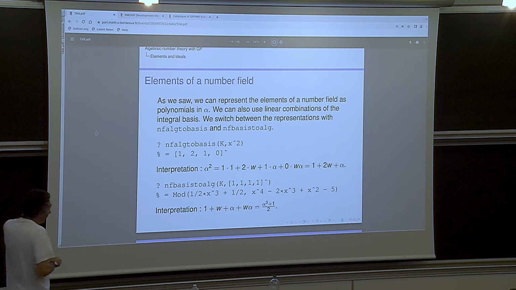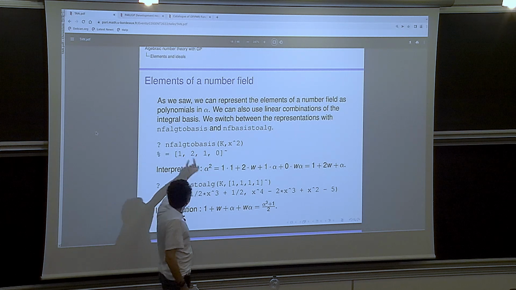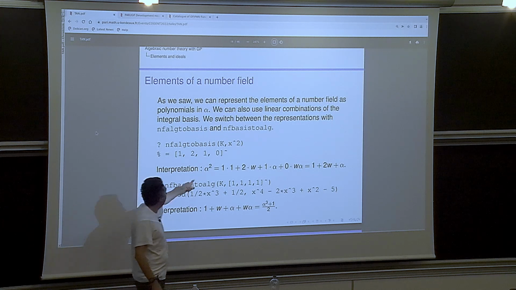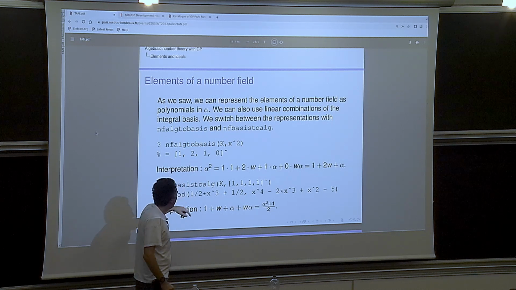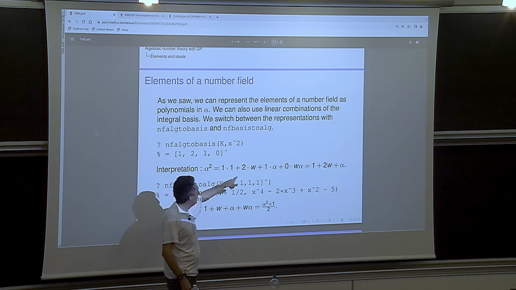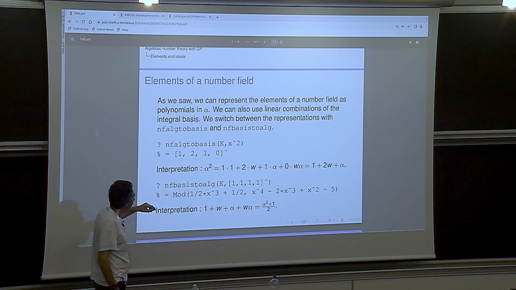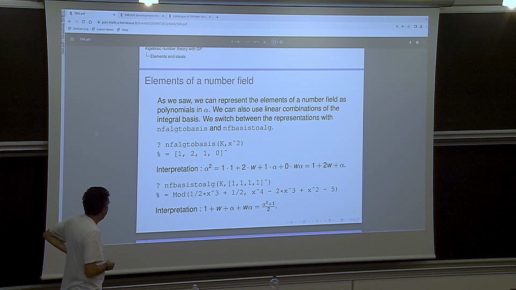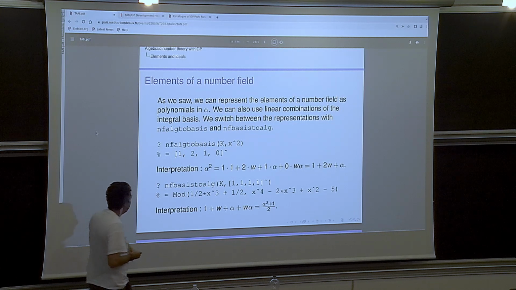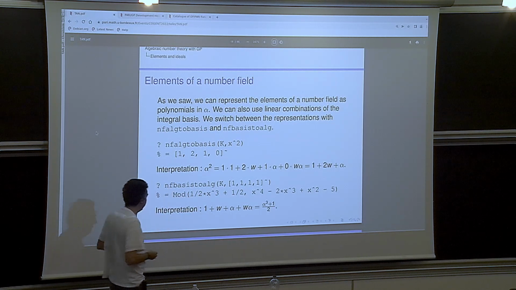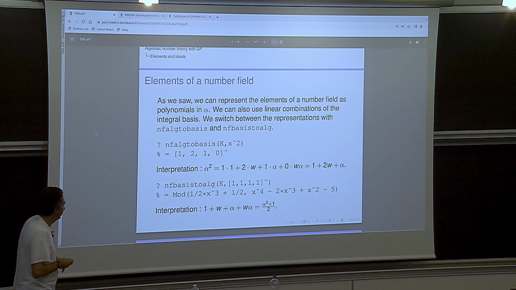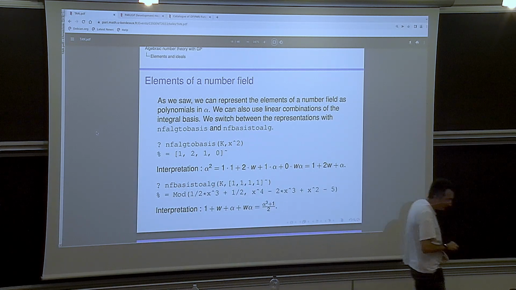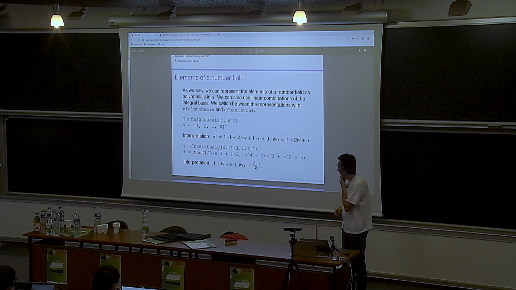So, okay. In this example we asked what's the expression of x squared on the integral basis, and we get this. So if we remember that the integral basis is 1, alpha and so on, we write it down and we get this. Okay. And you have the converse operation, nfbasistoalg, to work backward.